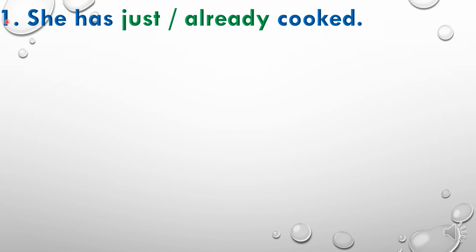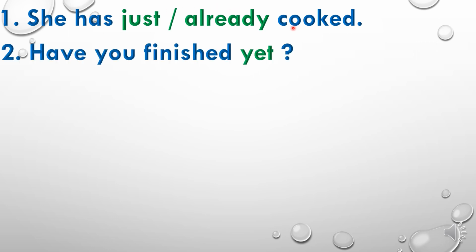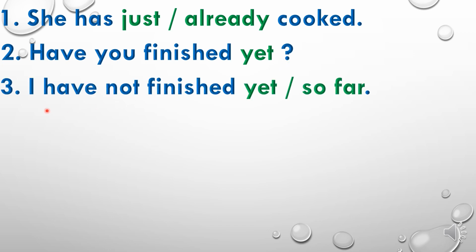Example number 1. She has just or already cooked. طبعا just أو already مكانهم بيجي بين has وبين التصريف الثالث للفعل. Number 2. Have you finished yet? So yet هي استخدمناها في نهاية السؤال, at the end of a question. Number 3. I haven't finished yet or so far. Here we use yet at the end of the sentence, but it is a negative sentence. How do you know that it's negative? By adding not. طبعا بنضيف not لهاف أو has.